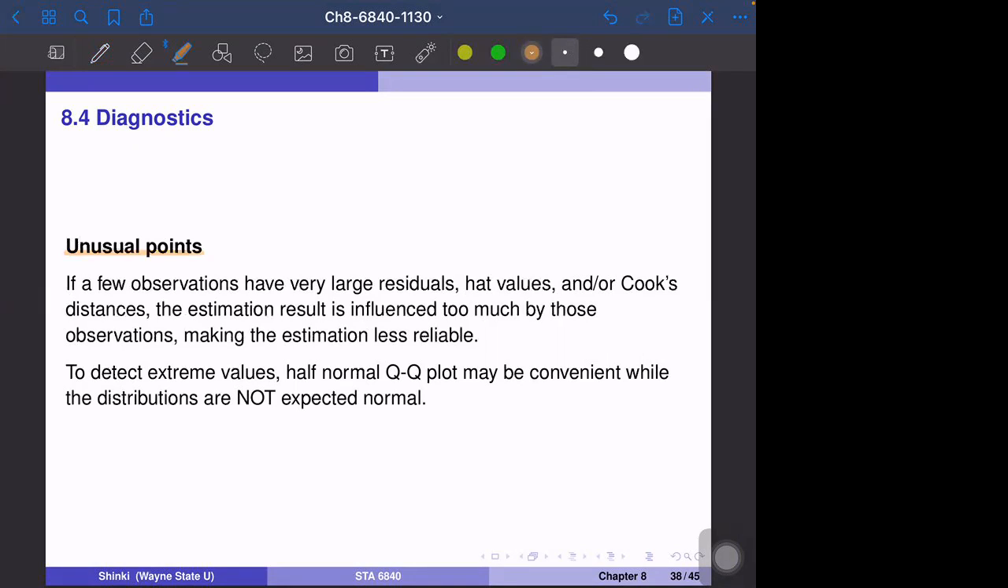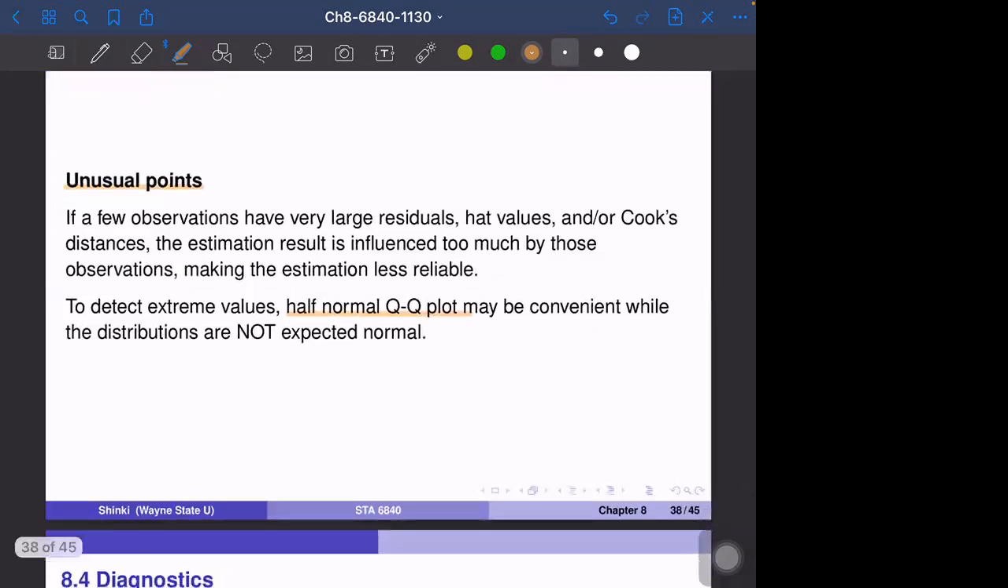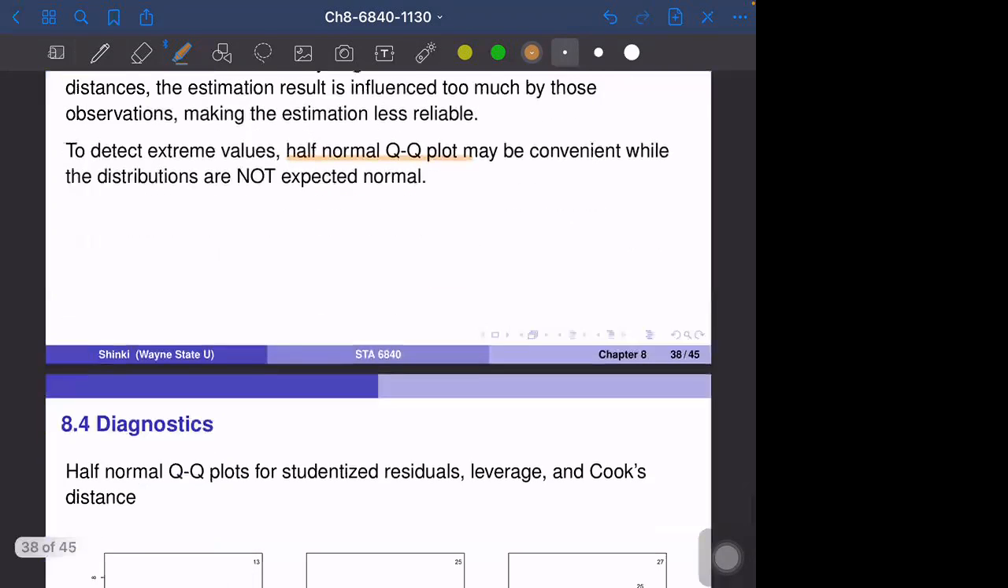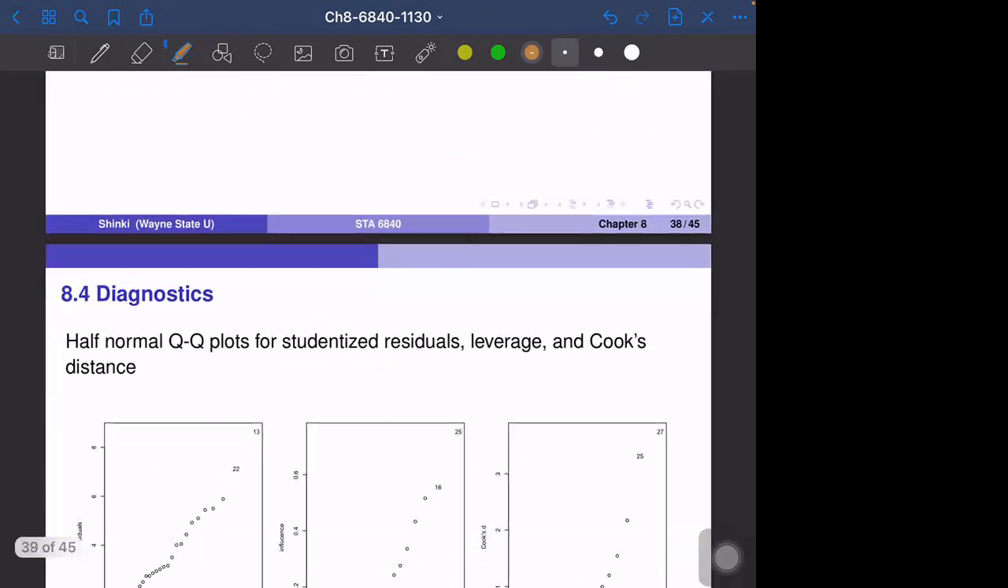To detect extreme values for these statistics, the half normal QQ plot is useful, while the distribution is not expected to be normal. We use the half normal QQ plot just to detect values which are much larger than the other observations. So we don't really expect the normal curve, but still the half normal QQ plot is useful to see how extreme some observations are.